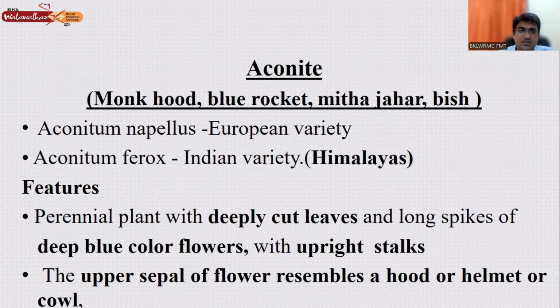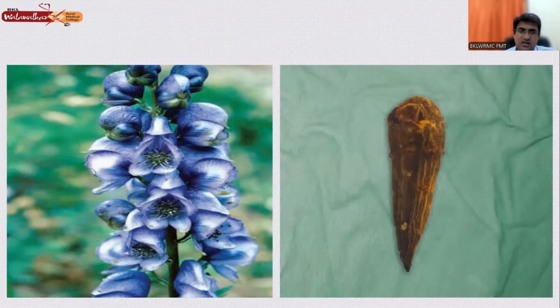The features: this is a perennial plant with deeply cut leaves and long spikes of deep blue flowers with upright stalks. The upper sepal of the flower resembles a hood, helmet, or cowl. That's why it is called monkshood. You can see here the blue flowers with the upper sepal in a hood-like pattern. And this is the root of this aconite plant.